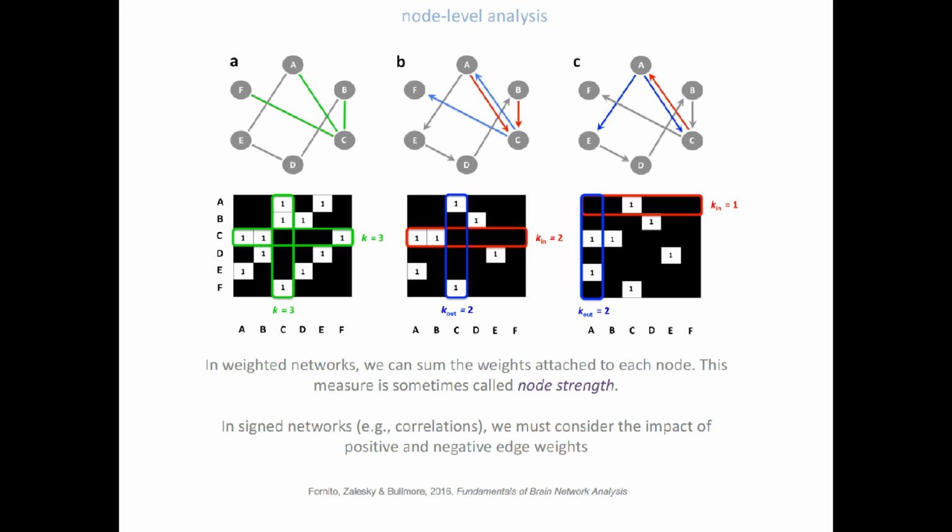Then in signed networks, such as correlation networks, we've got positive and negative weights. We need to think about, well, what do those mean? If we just take a sum, maybe that's not what we want. Maybe we don't want to sum across negative edges. Maybe we want to consider them separately. So that needs a bit of thought.